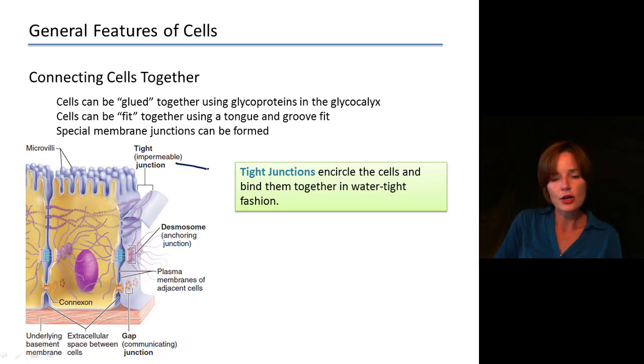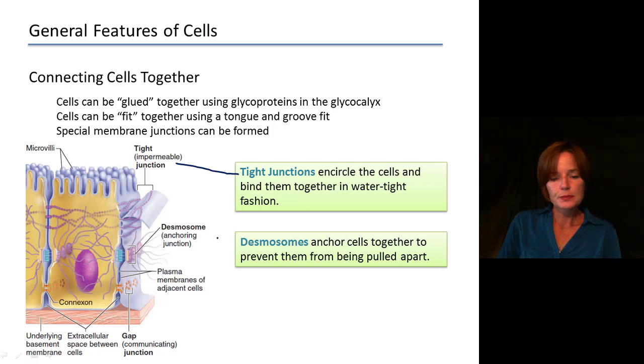The tight junctions are kind of a waterproofing seal around cells. They are going to completely encircle the cell, and then they bind them together in a watertight fashion. Another type is the desmosomes. Desmosomes are for really anchoring or tying cells together so that they are hard to pull apart.